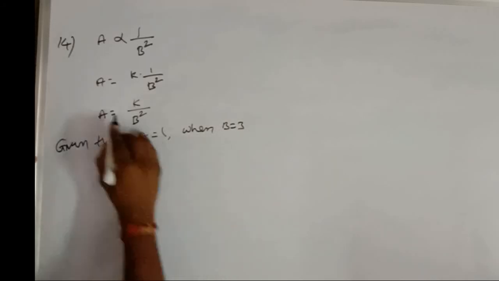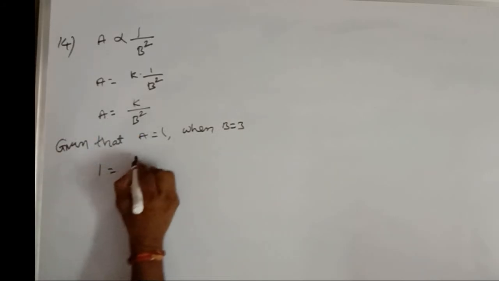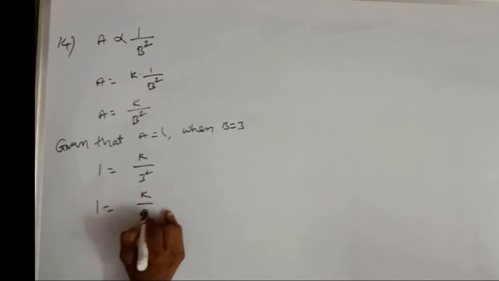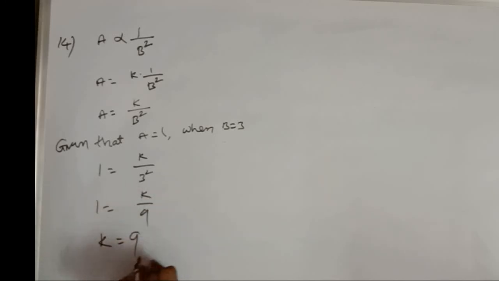Now I am going to substitute these values in this. 1 is equal to k into 3 square. 1 is equal to k by 9. K is equal to 9. I got the value, k is equal to 9.